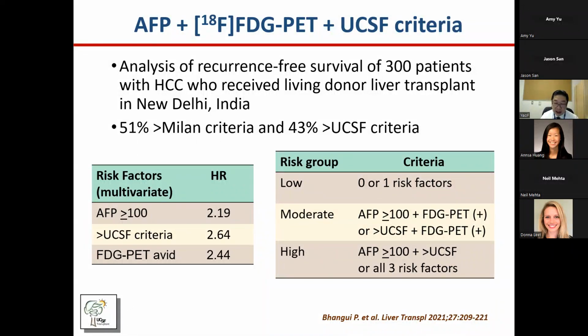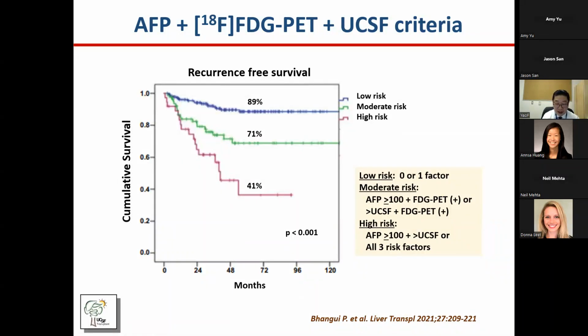tumor recurrence. So they classified these patients into low risk based on 0 or 1 risk factors, moderate risk based on FDG PET avidity plus either AFP at least 100 or beyond the UCSF criteria, and high risk based on all 3 risk factors, or both AFP at least 100 and beyond UCSF criteria. You can see that based on this classification, 5-year recurrence-free survival went from 89% in the low risk group to 71% in the moderate risk group, and 41% in the high risk group.